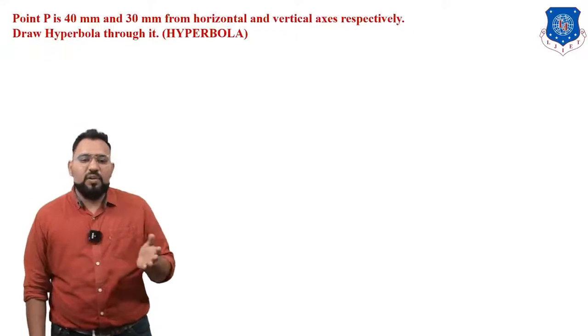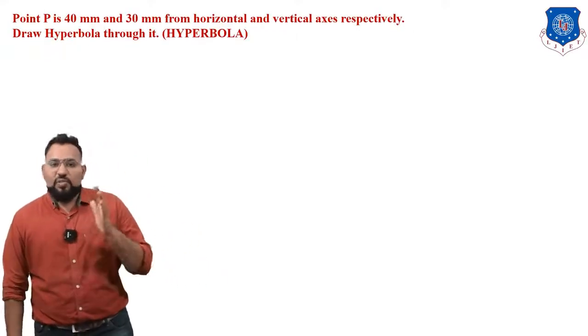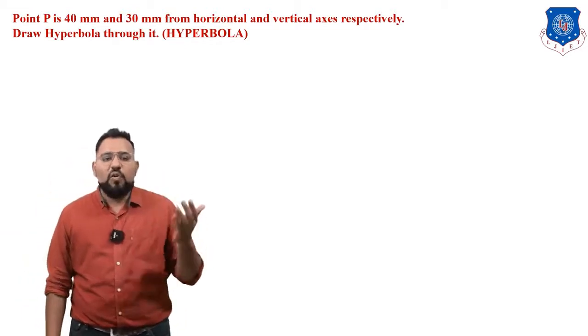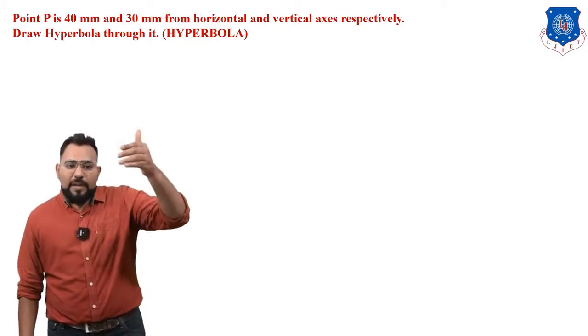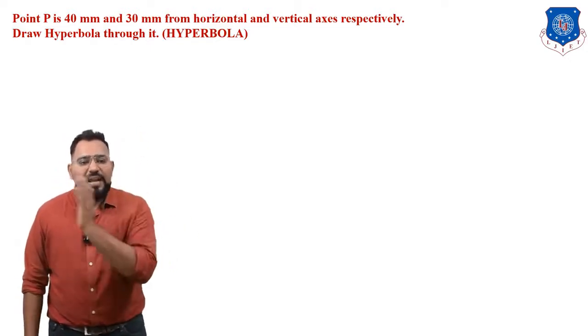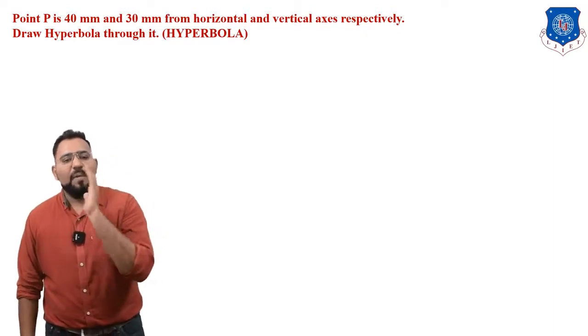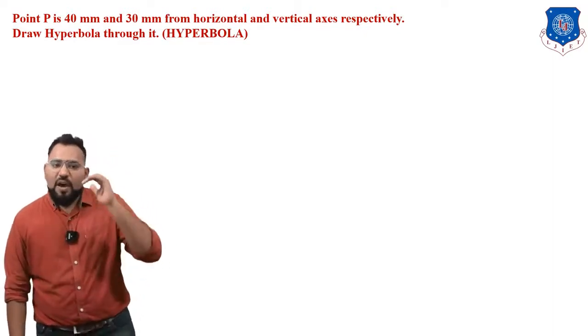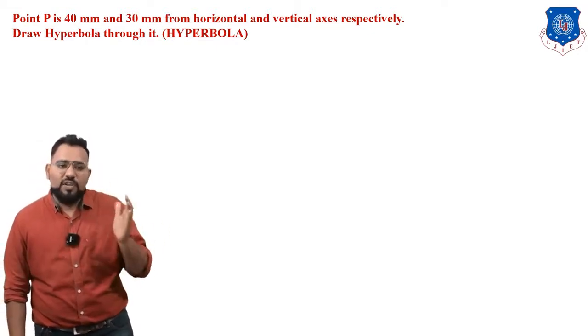Now we are going to see how to draw a hyperbola by coordinate method. So here I am going to explain how to draw a hyperbola by coordinate method. The example is: point P is 40 mm and 30 mm from horizontal and vertical axis respectively. Draw a hyperbola through it. Okay, so now we are going to solve this example by coordinate method.